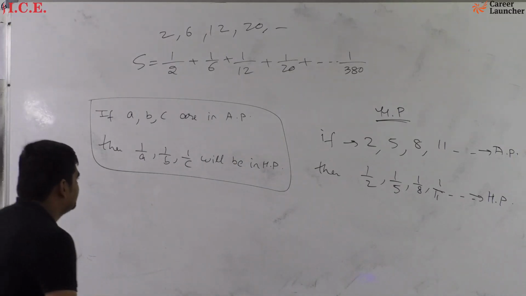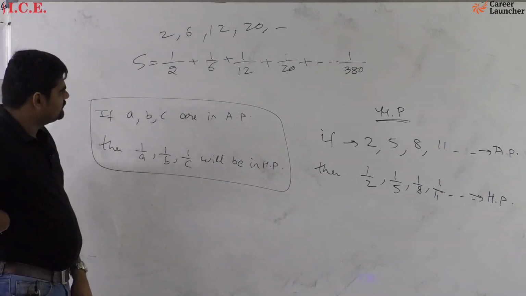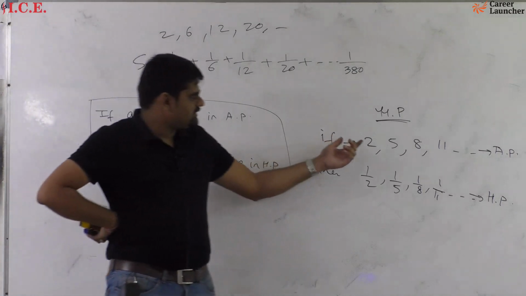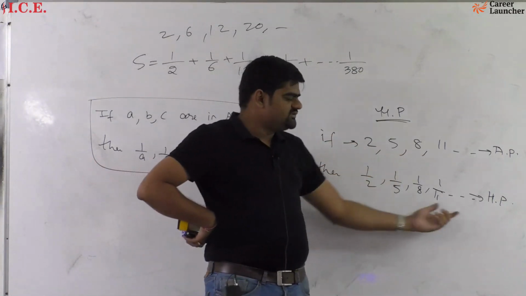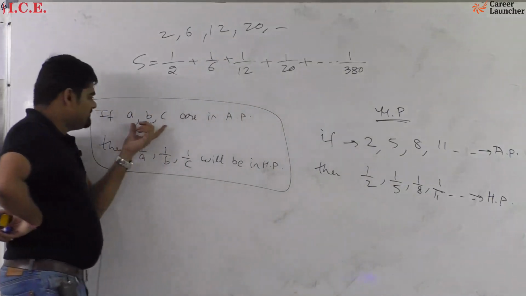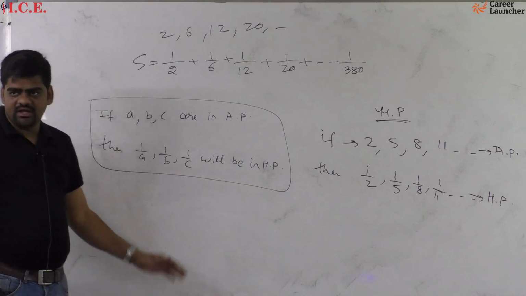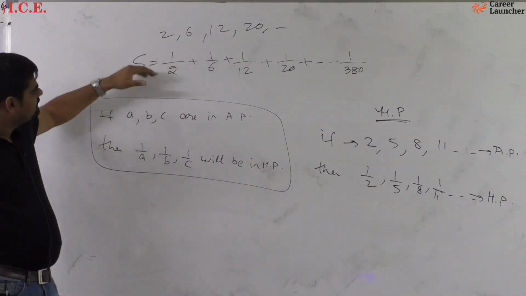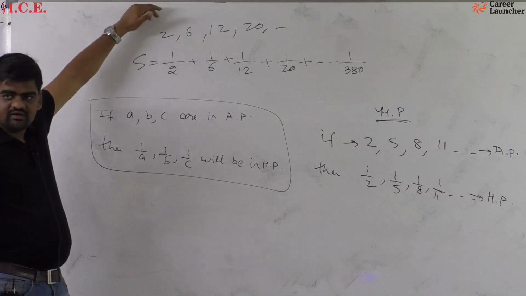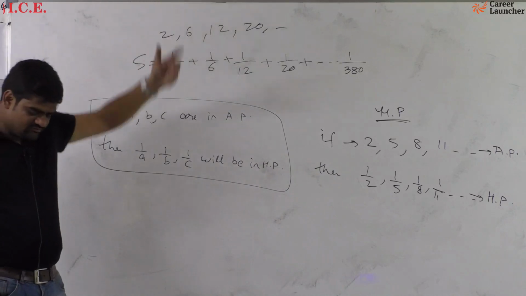I was just giving you an idea of what HP is. I'll repeat the last 3-4 minutes. What I said was, if 3-4 terms are in AP, then their reciprocals will be in HP. For example, if a, b, c are in AP, then 1/a, 1/b, 1/c will be in HP. And this has nothing to do with that, because if you take the reciprocal of this, it forms 2, 6, 12, 20, which is not an AP. This is what I said.